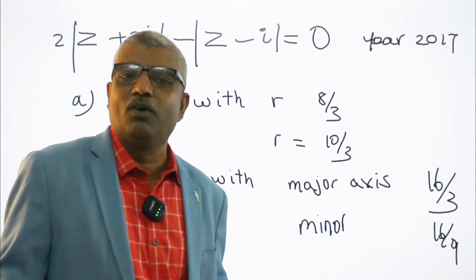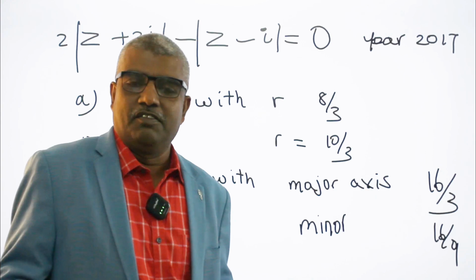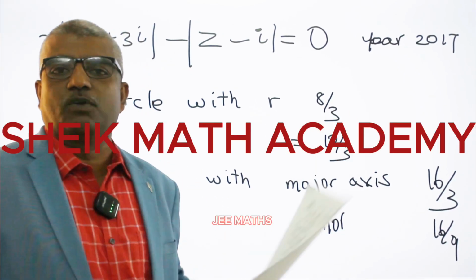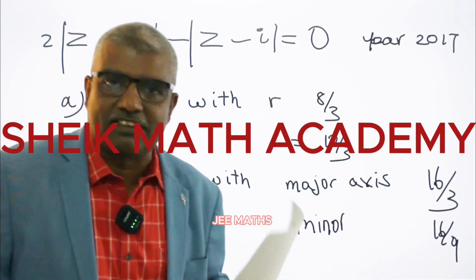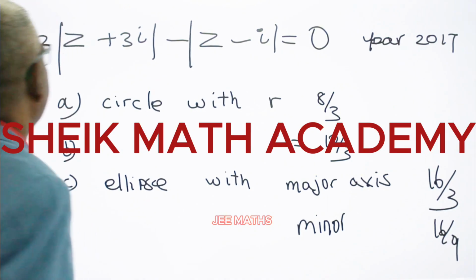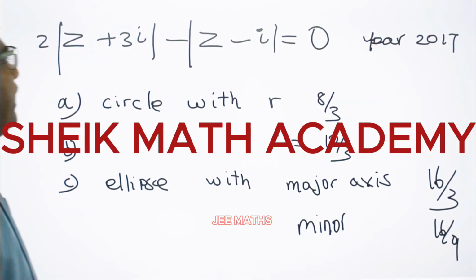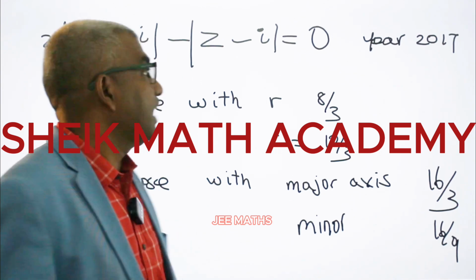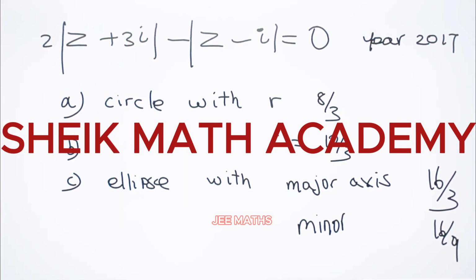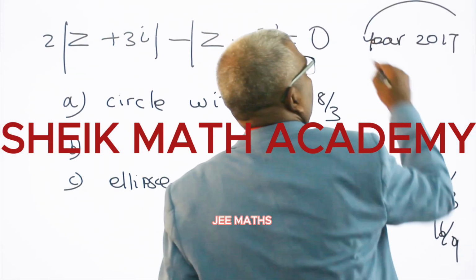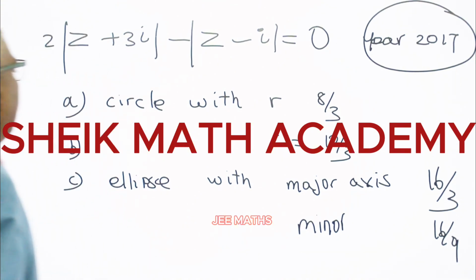In this lesson, we are going to see JEE Main maths questions in the topic of complex numbers. Look at the question: 2z + |z + 3i| - |z - i| = 0. This is a year 2017 question.